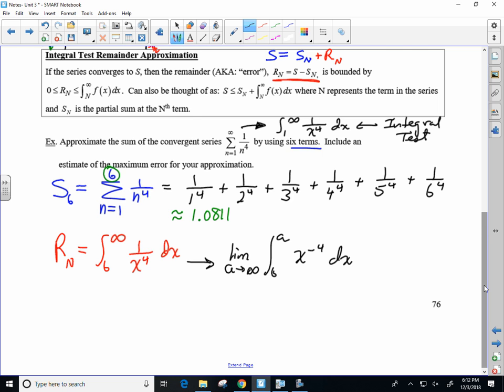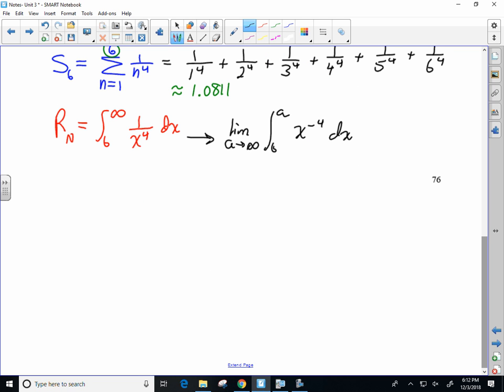Integrate, you're going to get new exponent negative 3, divide by that, so negative 1/3 x to the negative 3rd on the interval of 6 to a. Still looking for the limit as a goes out to infinity. All right. Cleaning it up, we're looking at negative 1/3 a to the negative 3rd minus a negative, so plus 1/3 6 to the negative 3rd.